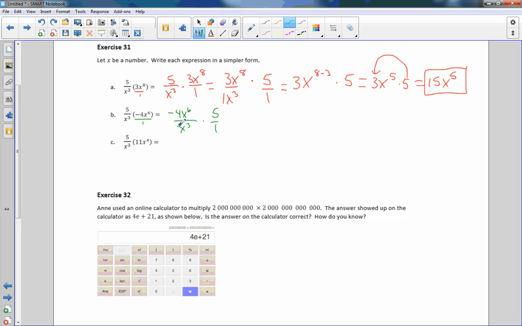Negative 4 divided by 1, x cubed. Negative 4 divided by 1 is negative 4. The base stays the same, x divided by x. 6, we subtract, and then multiply that by 5. 5 over 1 is 5. Okay, so I'm going to do 2 things here. I'm going to simplify this, and I'm going to multiply this. So that is going to equal negative 20x cubed.